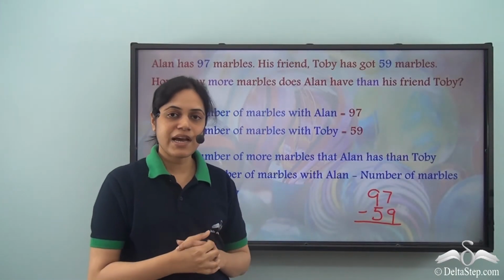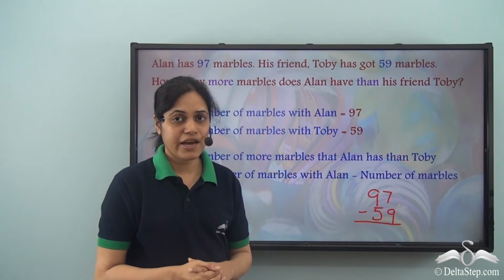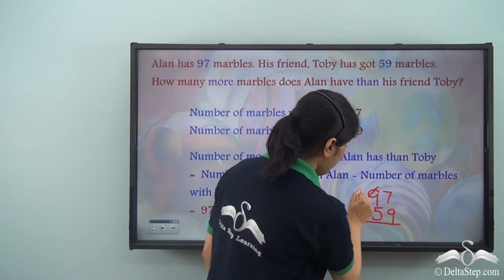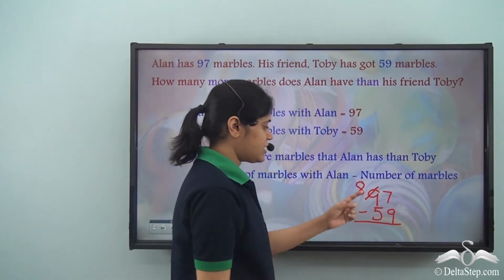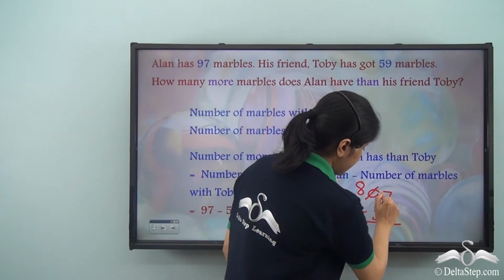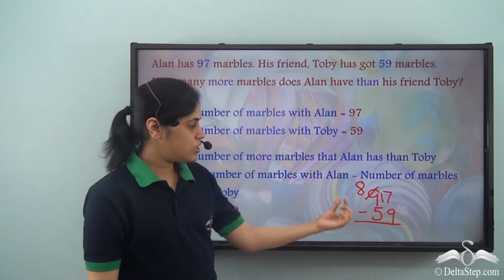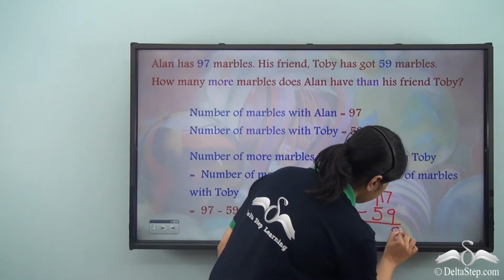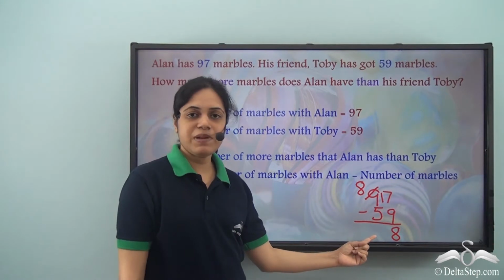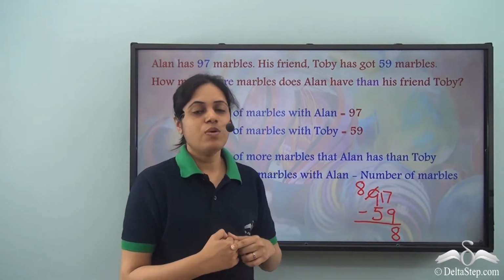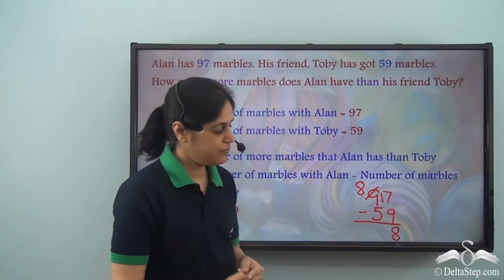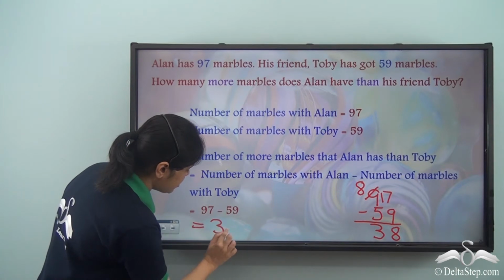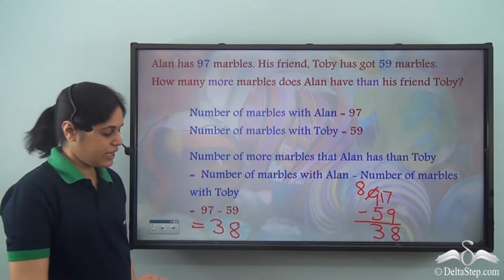What is 7 minus 9? Well, 7 is less than 9. So I cannot subtract 9 from 7. So I need to borrow from here. So this 9 becomes 8 and 7 becomes 17. So 17 minus 9 is 8. So I get an 8 here. And in the tens place, I have 8 minus 5. What is 8 minus 5? 3. So I get a 3 here. So my answer is 3, 8, 38.